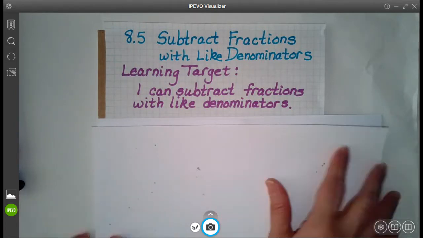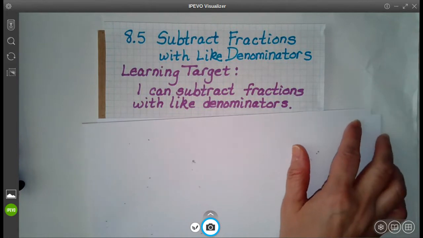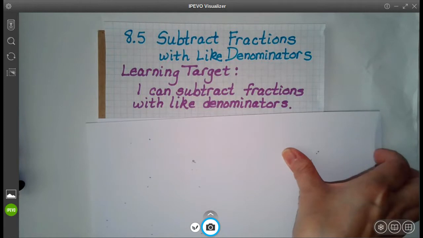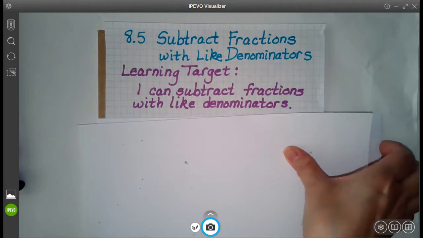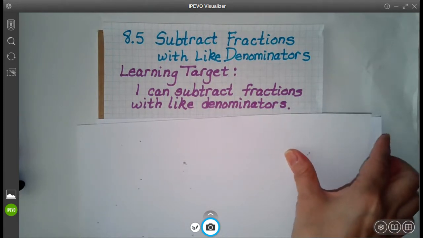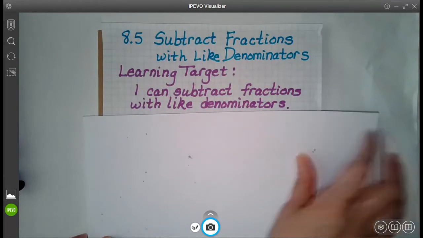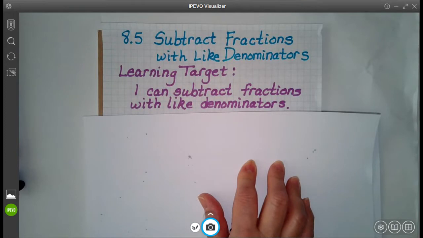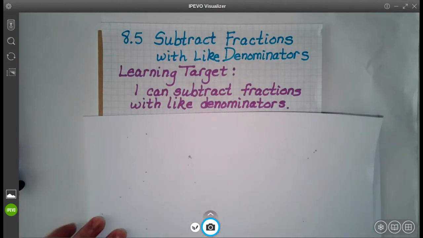Hi boys and girls. Today's math lesson is 8.5, subtract fractions with like denominators. And this is what you did last Friday. This time you are not going to see number lines or area models. So your learning target is I can subtract fractions with like denominators.